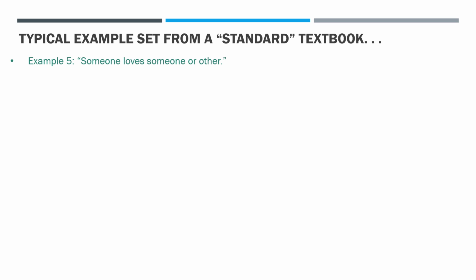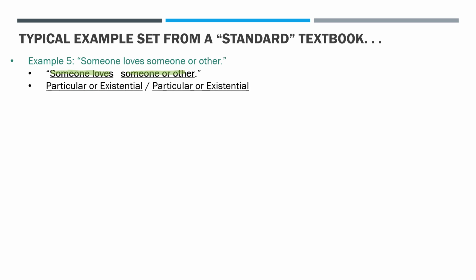Example 5, someone loves someone or other. We have two quantified variables. We have someone loves someone or other. Both happen to be particular or existential. We have the relation Lxy, x loves y. In particular, we have there is some x that loves some y. Someone loves someone or other. So there is some x that loves some y. Put this together, we have there exists some x, there exists some y, Lxy.